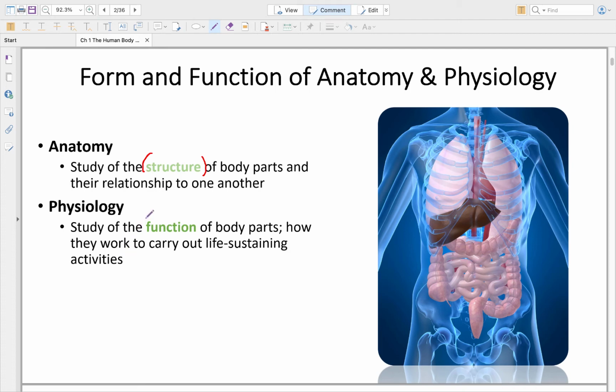Now, physiology is a little more complex. It's more of the functions. It's the study of how these body parts work together, how they sustain life, and how they operate. Okay, so anatomy is the structure, physiology is the function. And you'll see that quite a bit. Structure, function, structure, function.